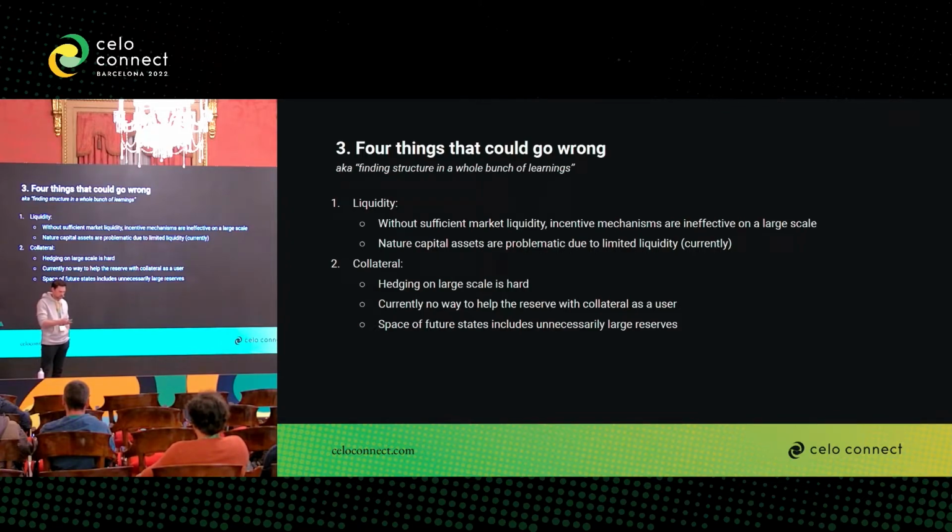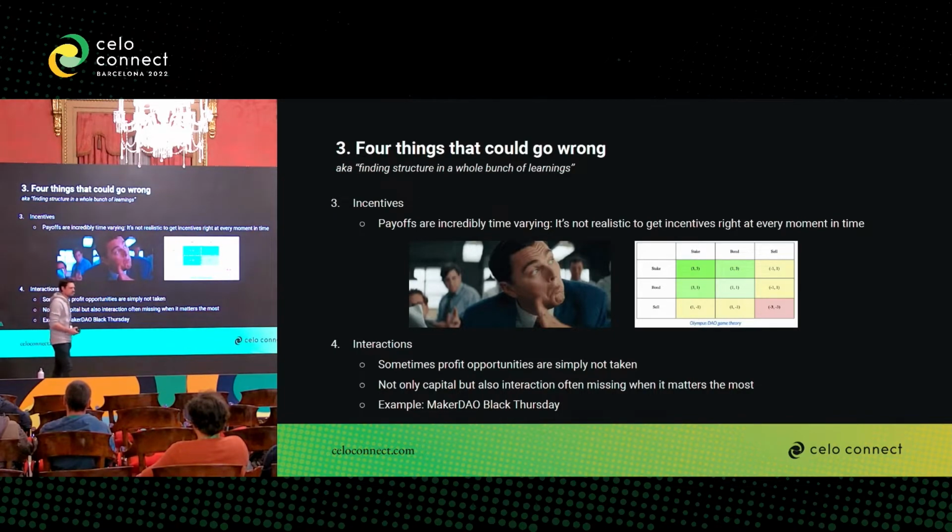Now, those two we kind of knew about in the original stability white paper, of course, when we first created the Mento mechanism 1.0. But now we identified two more things, or we had two more fundamental learnings since then. The first one is around incentives. I guess in one sentence, the key learning here for me is that it's not realistic to get incentives right at every moment in time. It's just not something you should even try to do.